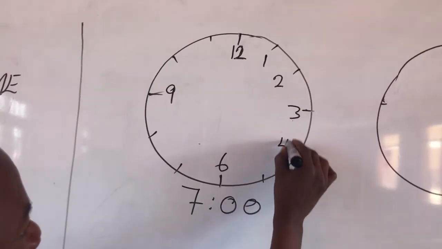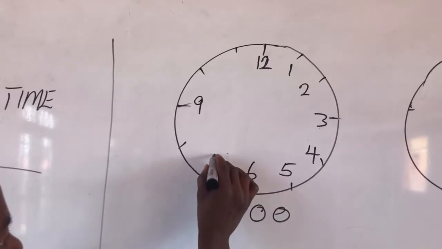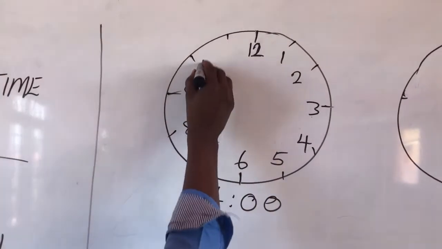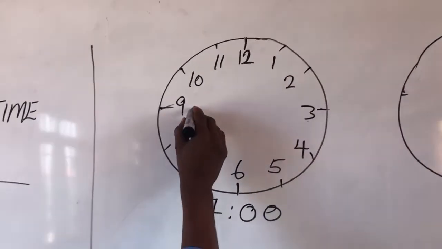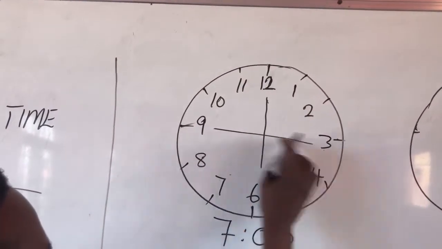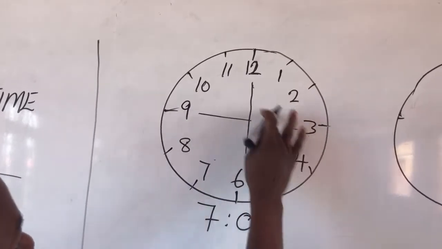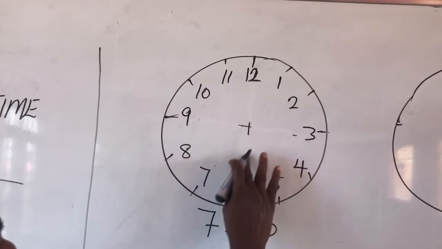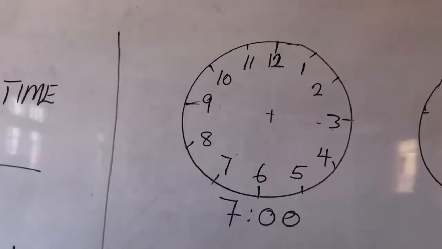The next one will be 4. This is 5. Our 6 is already here. You write 7, 8, 9. You write your 10, 11. Look at this. This is 3, 9, 12, 6. So the middle, you clean it. The middle is where the hour hand, the minute hand, and the second hand will be.